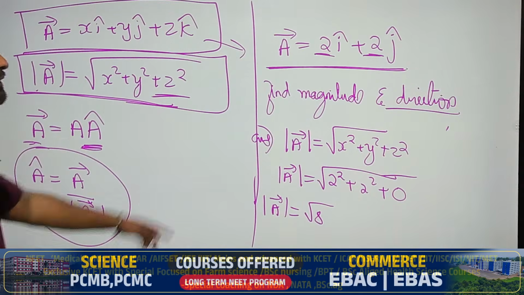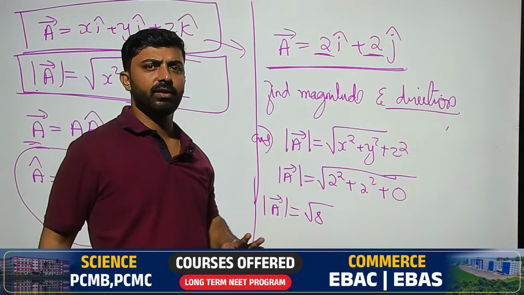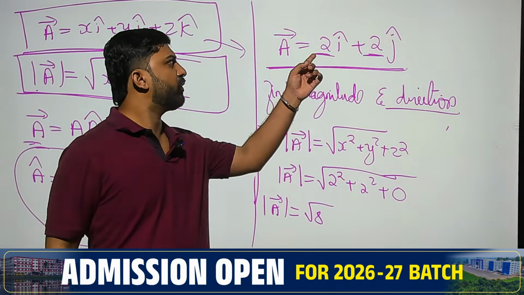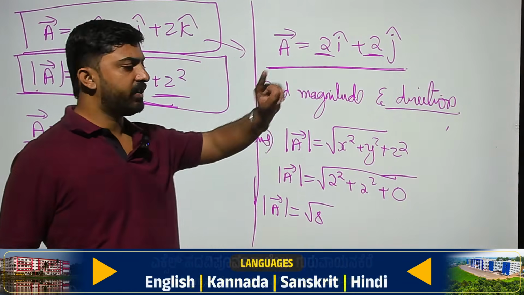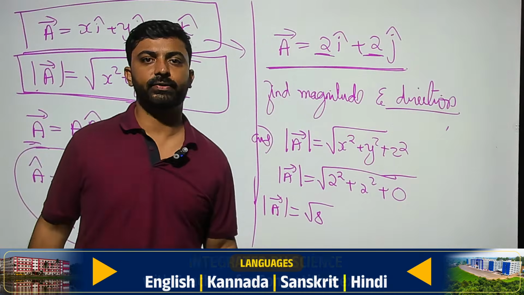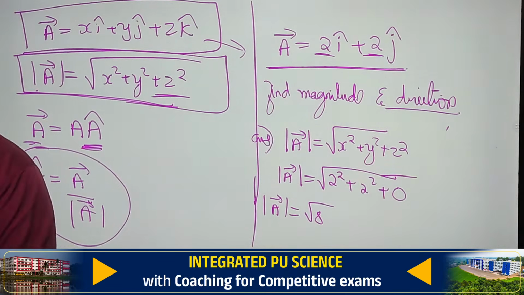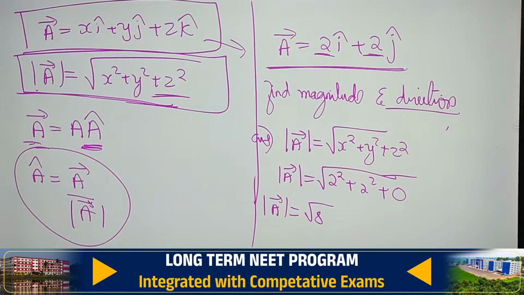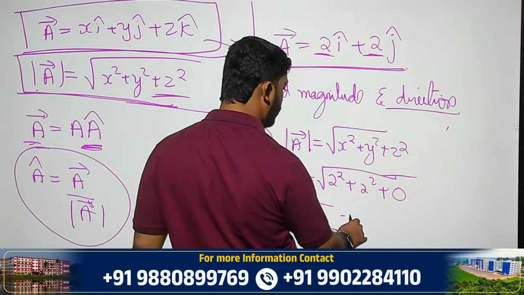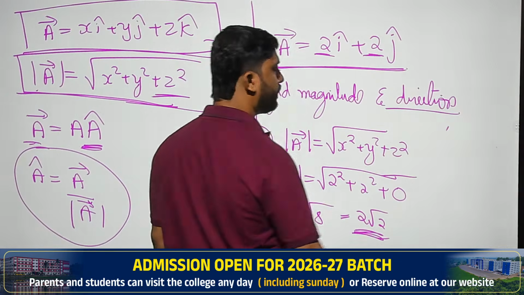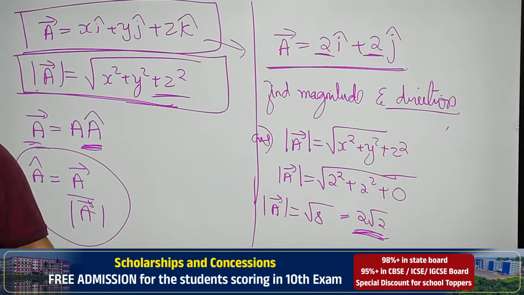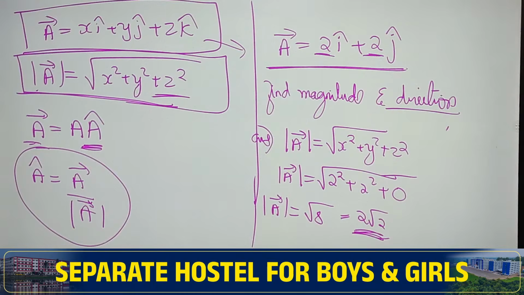What is the magnitude of this vector? It is not 4. How to calculate the magnitude if the vector is given in this form? If a vector is given in the coordinate form, then you have to use this formula: root of x square plus y square plus z square. It is root 8, or we can write it as 2 root of 2.